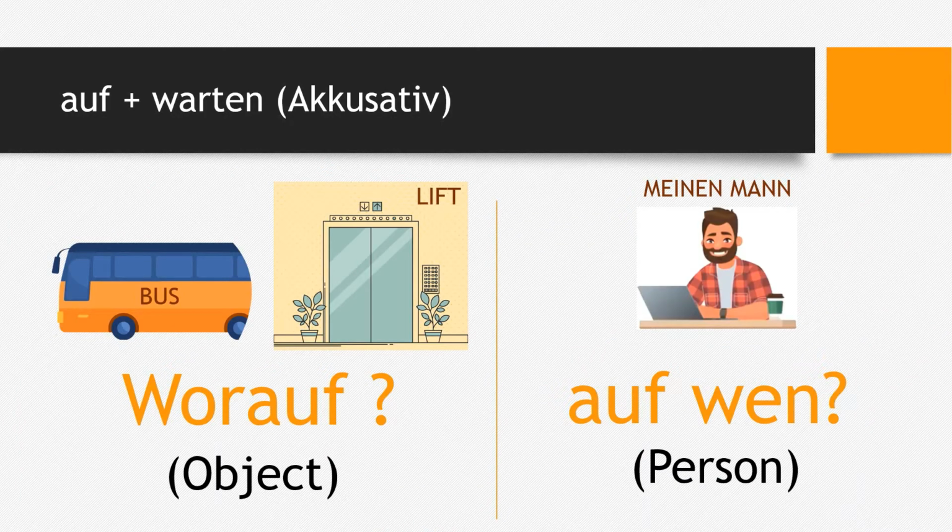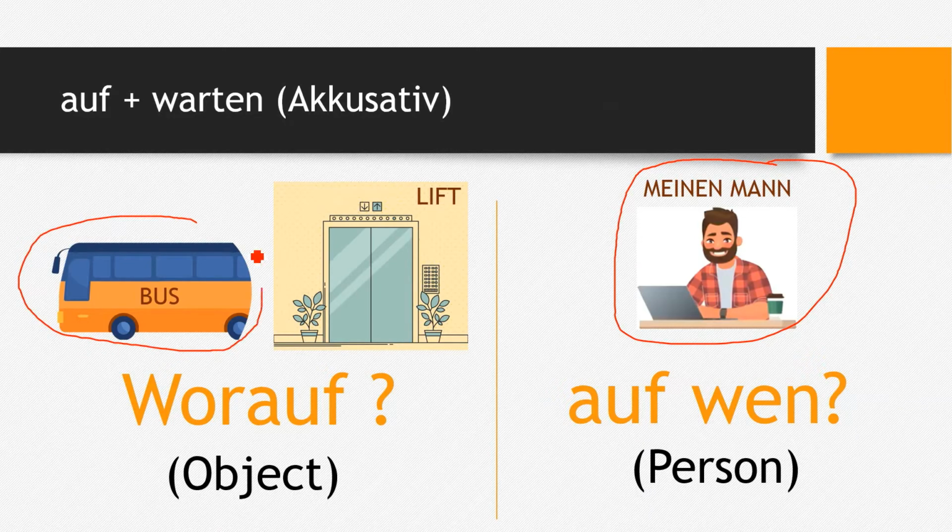So, guys, I hope that now this slide makes more sense to you. Worauf, we are going to use for an object, and auf wen, we are going to use for a person. In this case, bus is our object, and for auf wen, here we have our man, meinen Mann. So this is a person and this is an object. Lift I have included just as an example. You can use any object here, a ball, a table, a glass, mobile, computer, laptop, anything. Any object you can place it here. Just for your better understanding, I have included lift here. So don't get confused about why lift is here.